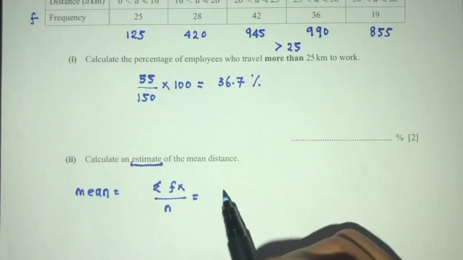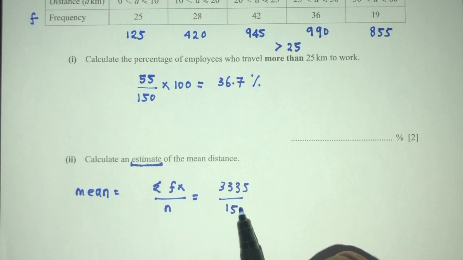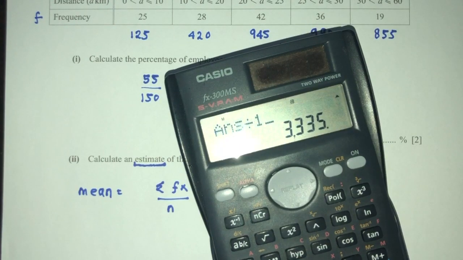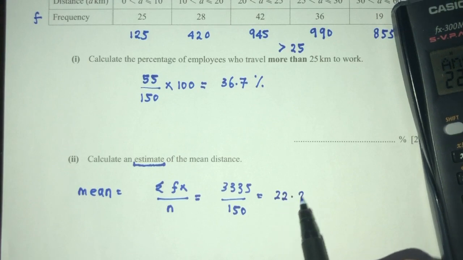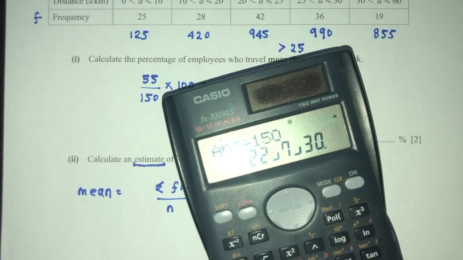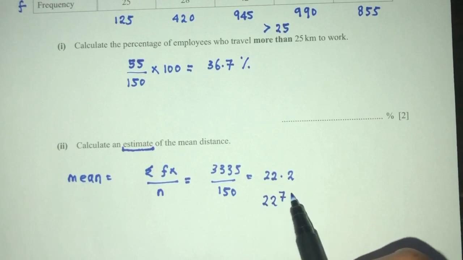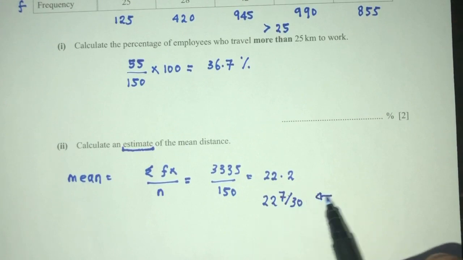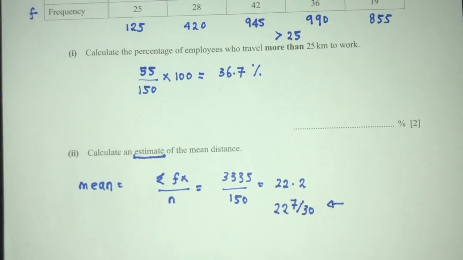Now the sum of these values, so 125 plus 420 plus 945 plus 990 plus 855. That should be 3335 divided by 150, which is the number of people. That will be 22.2, correct to 3 s.f., or you can write the exact value, which is 22.7/30 for the mean estimate of this group of people. And that is your question number 1.